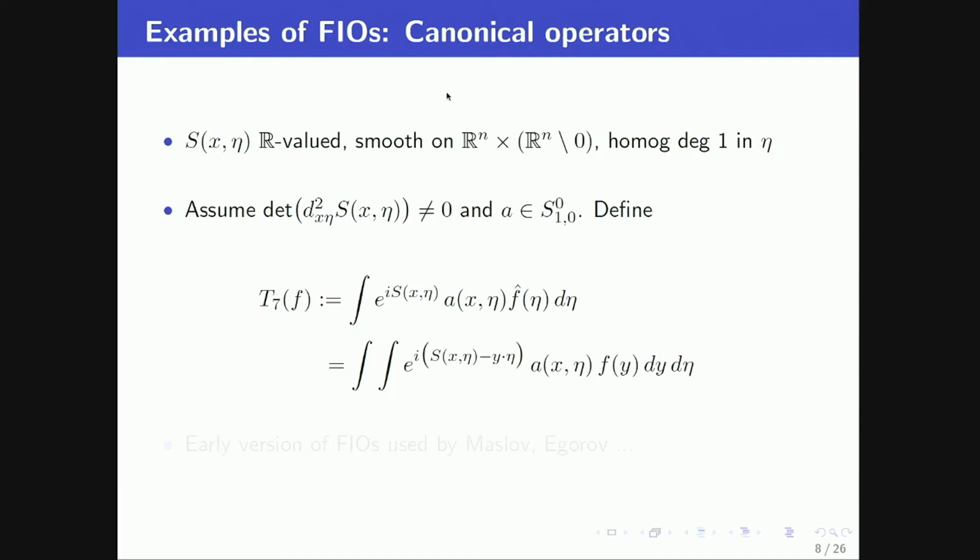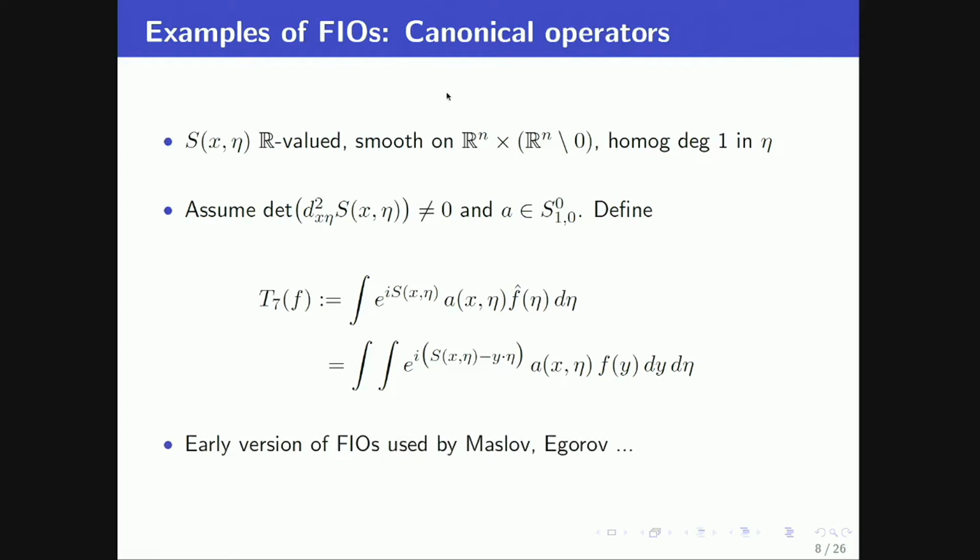And then you write down this operator, which is basically you start with the Fourier transform of a nice function f, or a nice distribution f, the Fourier transform at eta, and then you multiply it by a of x, eta, the amplitude, and then you multiply it by e to the i S of x, eta, and then you integrate d eta. And when you put in the formula for the Fourier transform of f, you get this representation here, which again we recognize as the general form of an FIO. You have this phase function, but of this very special form, and then this stuff at the end. Okay, so again, this was an early version of FIOs.